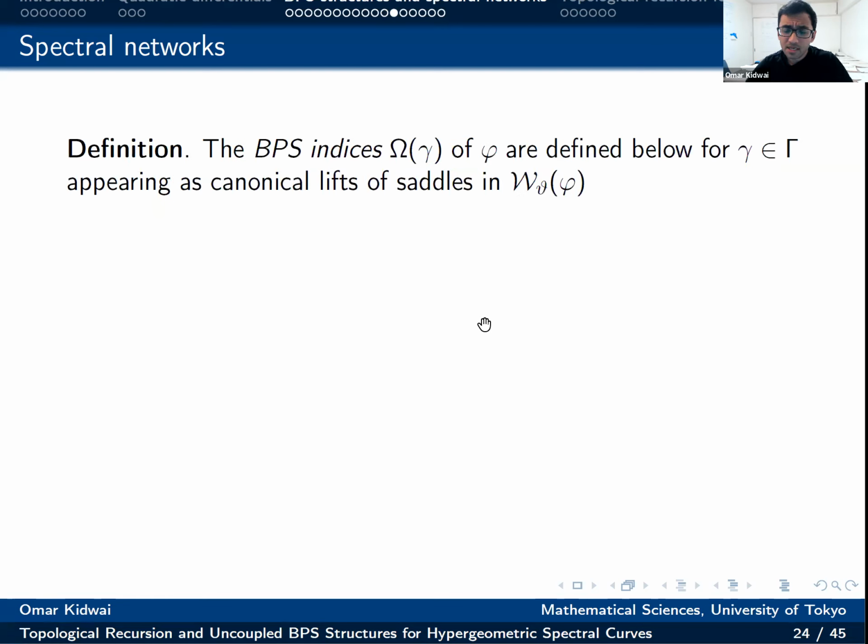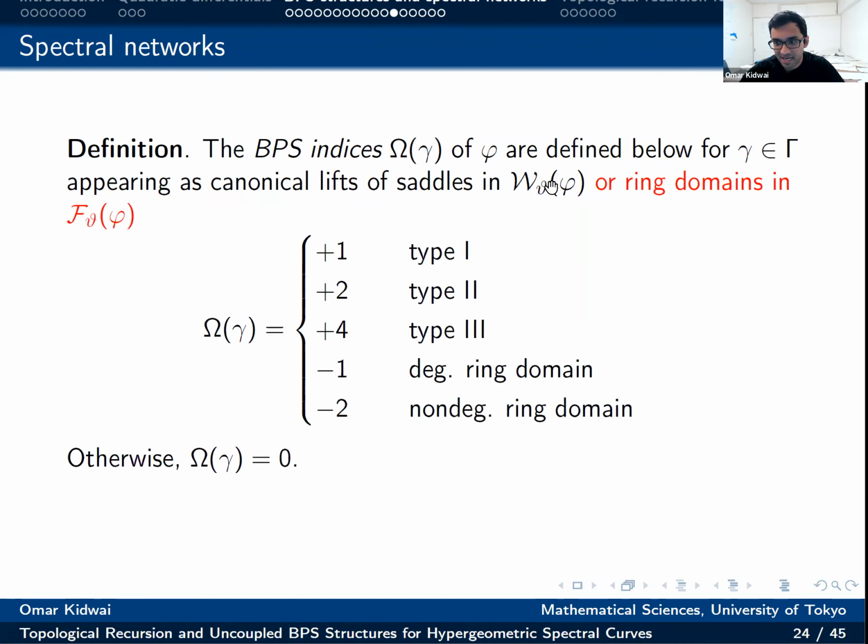And so the so-called BPS indices omega of the differential phi are those that appear as canonical lifts of saddles in the spectral network. Except I have to add an extra part, which is that now I have to add ring domains in the foliation. In the past, nobody did that, but we had to do that to consider some specific examples that appear in our work. So in some sense, the foliation is actually more fundamental. We should consider saddles and ring domains.